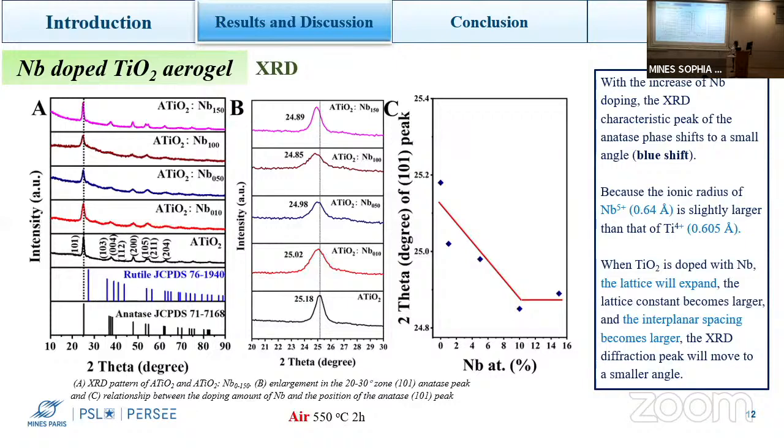stopped at 10%, which suggests that the doping amount could be a maximum of 10% in our case, and the doping here is stopped at 10%, which also agrees with our previous study. The blue shift is because even though the niobium ion radius is close to titanium, it is still slightly larger. So when it's injected into the TiO2 lattice and the doping amount increases, the XRD peaks are going to move to a smaller angle.